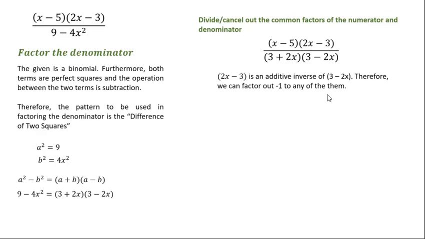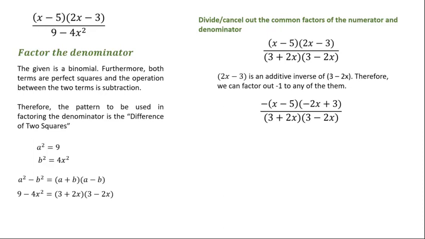Hindi natin ginalaw yung 3 plus 2x kasi hindi mag-opposite ng sign ang 2x. Pero dito, sa dalawang factor na ito, mag-opposite talaga ang sign ng bawat term. And then, since pwede natin tanggalan ng negative 1 ang kahit saan sa kanilang dalawa, ang tinanggalan natin ng negative 1 ay yung nasa numerator. Kaya, nag-change na yung sign, naging negative 2x plus 3. And yung negative sign na lang yung ating nilagay is nandito na sa katabi ng x minus 5 natin na factor.